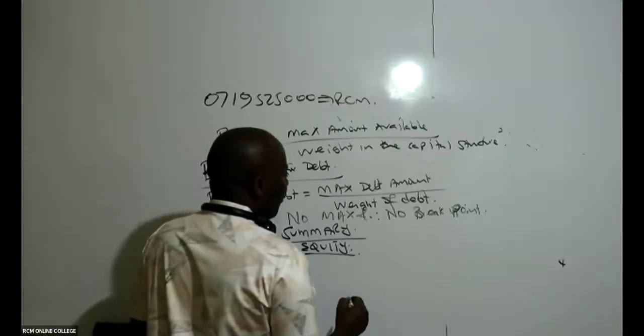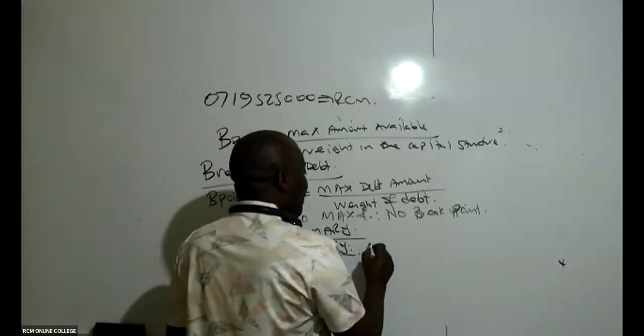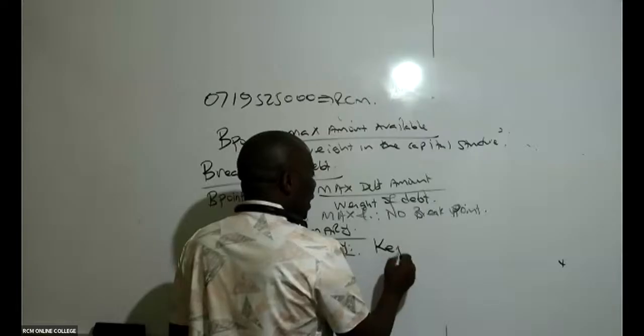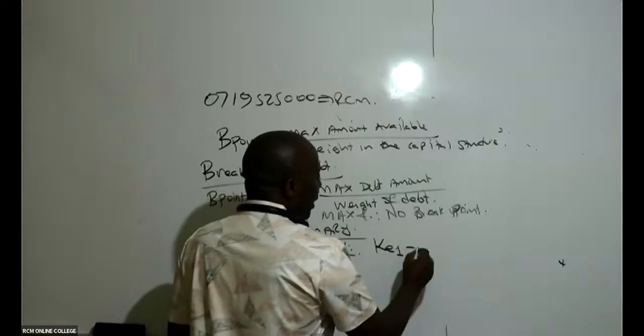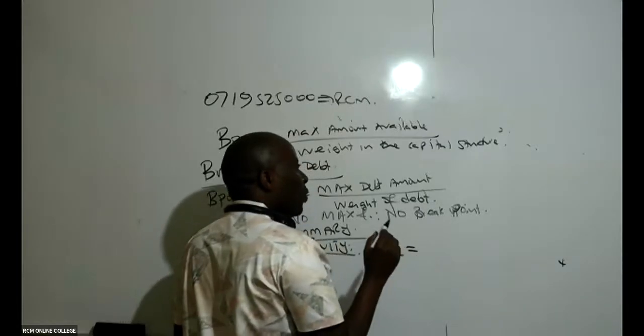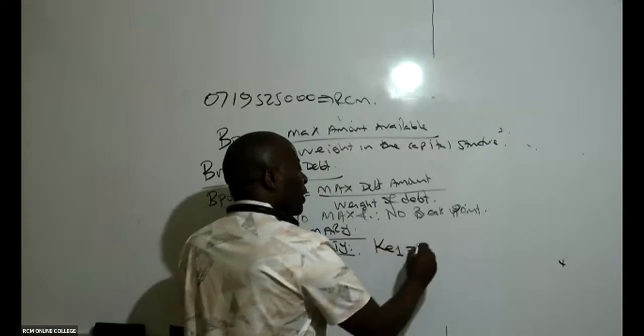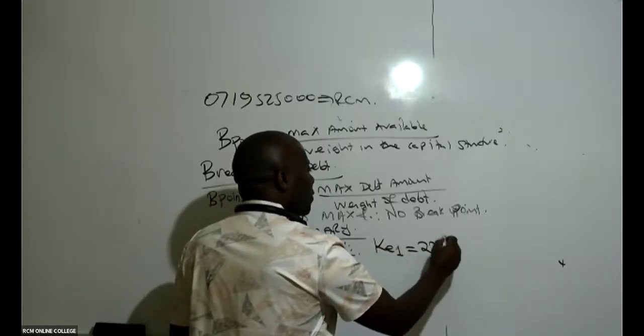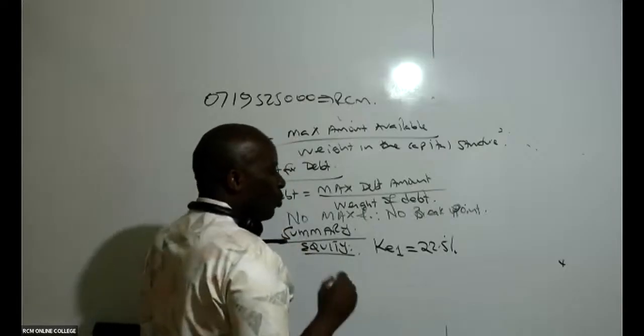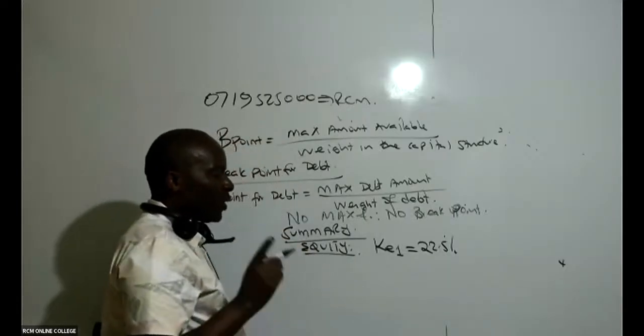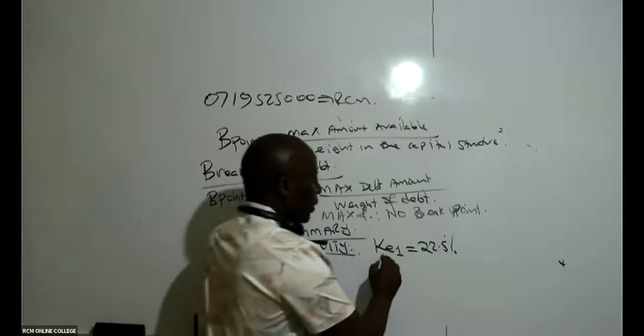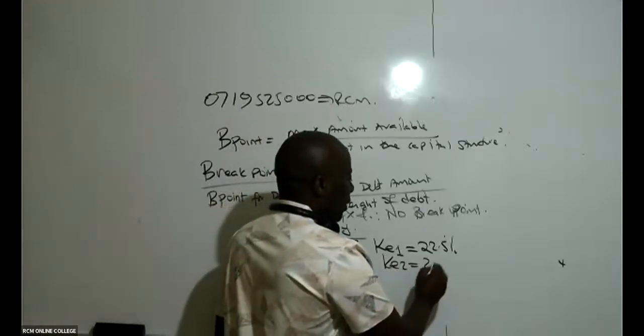So remember, for equity, I have in this case cost of equity 1. Is there somebody who can remind Mwalimu what cost of equity 1 was? Was it 22.5%, the one of retained earnings? And then cost of equity 2 was 26%.